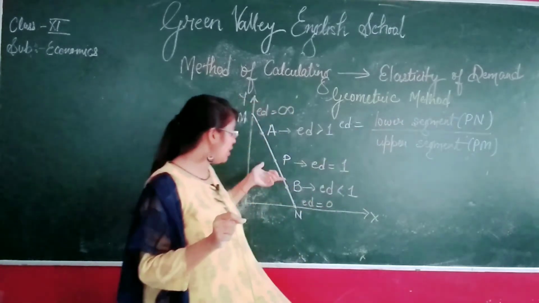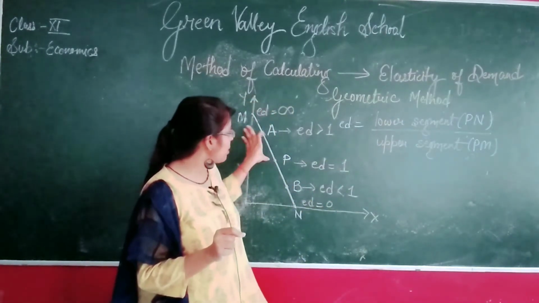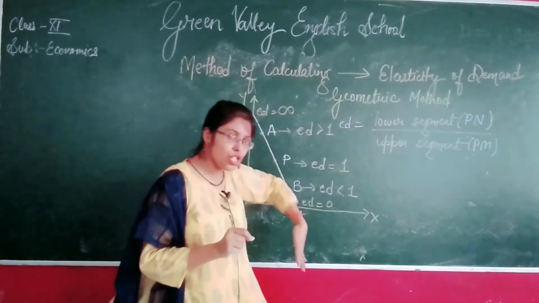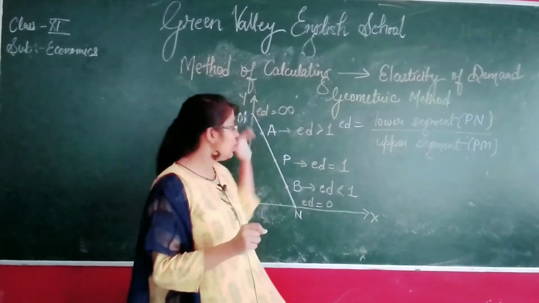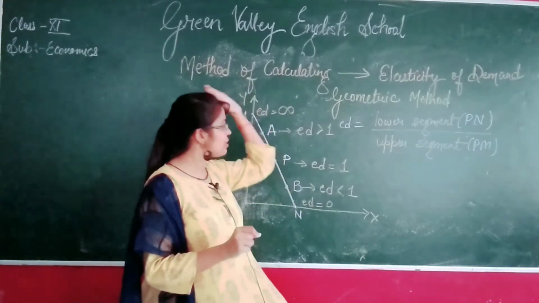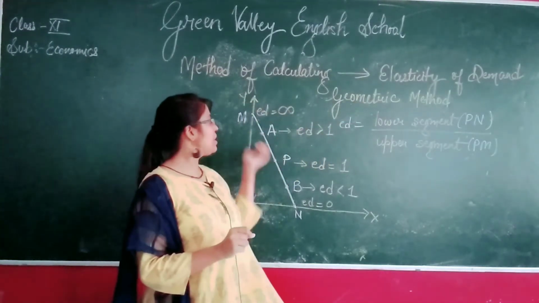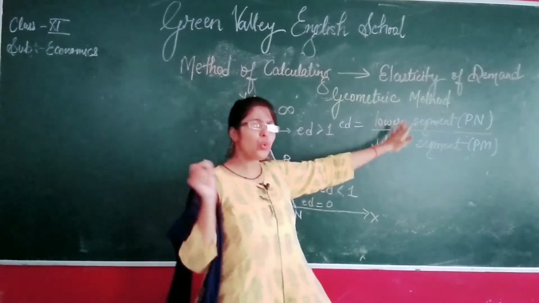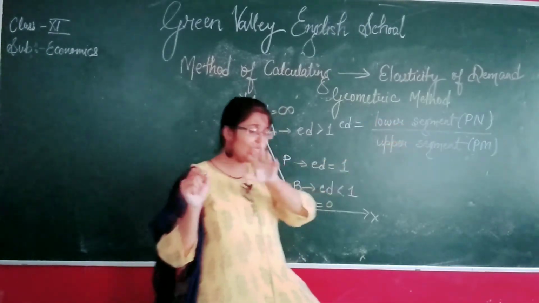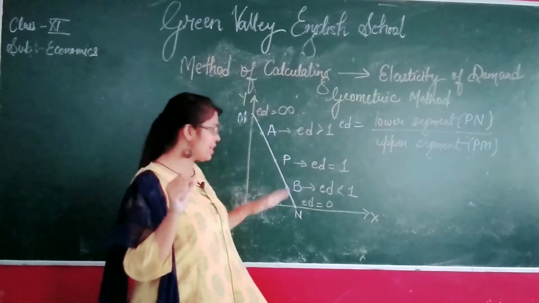Lower segment, you can see lower segment Pn, upper segment Pm. This side lower, this side up. So this is lower and this is upper. So Pn being lower and Pm being upper. Lower segment or lower side, upper segment or upper side, it's the same. If I say a side word, don't get confused.